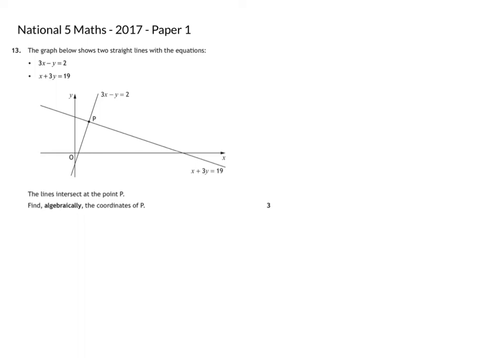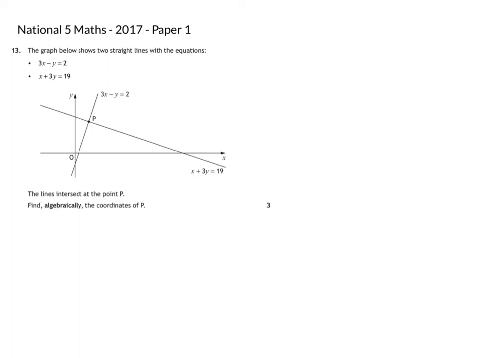Okay, so question 13, we have a graph, that's just my dog, sorry, that shows two straight lines with the equations below. So we've got 3x take away y is 2, and we've got x plus 3y is 19. We get told that the lines intersect, which means they meet at point P, which we can see there, and algebraically we need to find that coordinate. So what we're doing here is in fact a simultaneous equation. Simultaneous equations are all about finding a point where two straight lines meet.